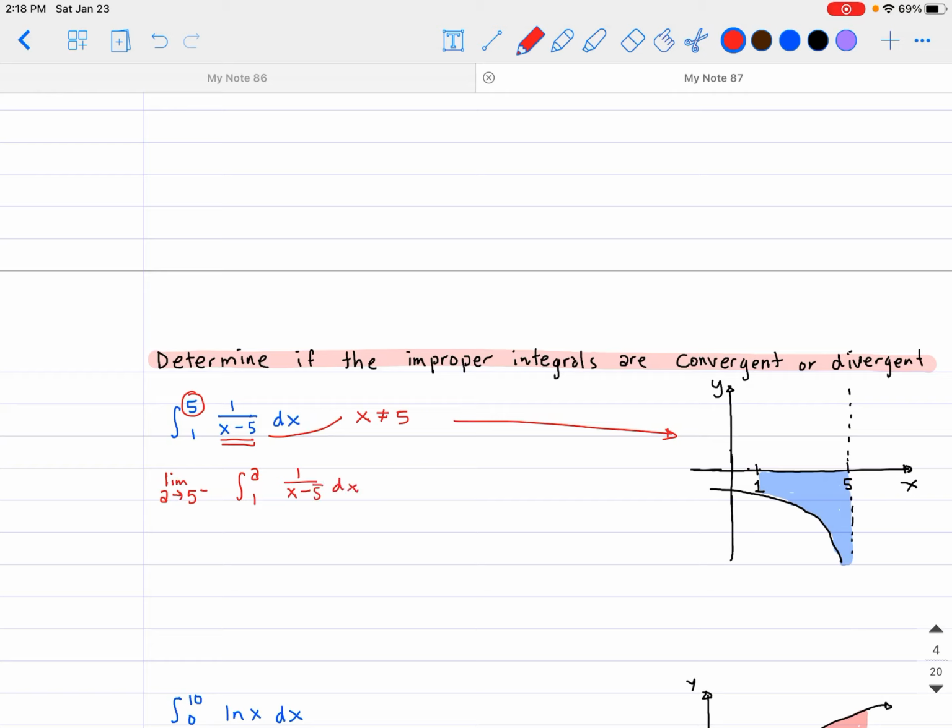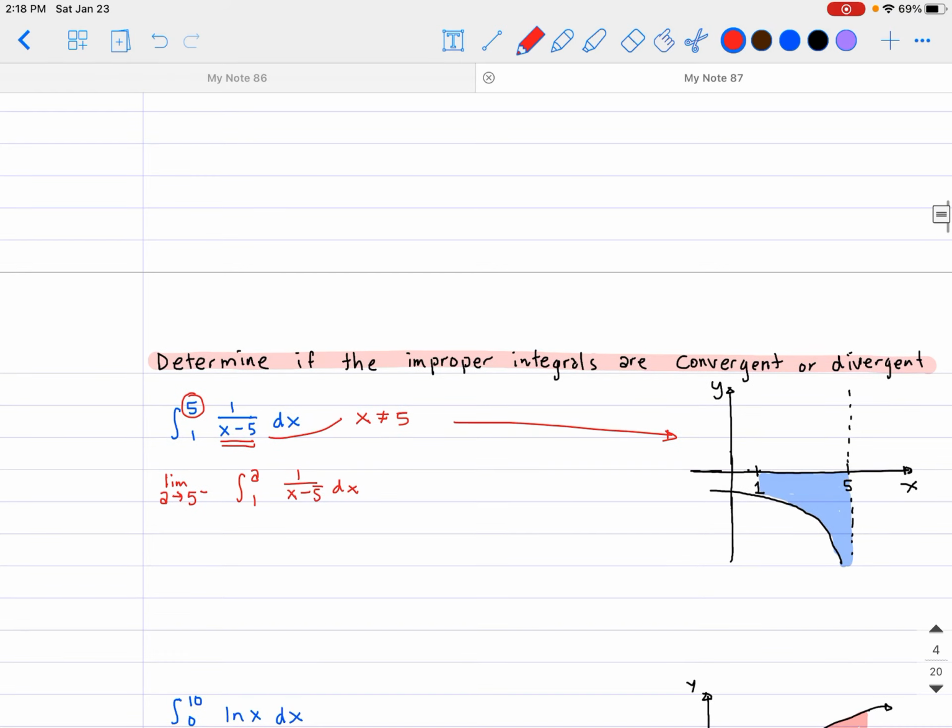Now we're going to solve the improper integral by taking the antiderivative. So the limit as a approaches 5 from the left of ln of the absolute value of x minus 5, with boundary from 1 to a. Plug in the upper bound, plug in the lower bound. So the limit as a approaches 5 from the left-hand side of ln of absolute value of a minus 5, that's the upper bound, minus, for the lower bound, ln of the absolute value of 1 minus 5. This part is equal to ln of 4.